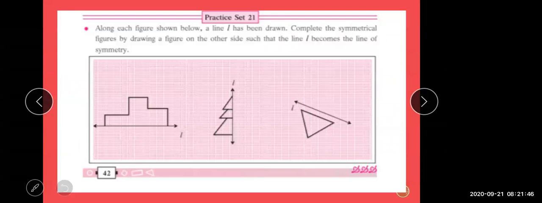Now the last practice set, practice set number 21. Along each figure shown below, a line L has been drawn. Complete the symmetrical figure by drawing a figure on the other side such that the line L becomes the line of symmetry. I will read the question once again. Along each figure shown below, a line L has been drawn. Complete the symmetrical figure by drawing a figure on the other side such that line L becomes the line of symmetry.